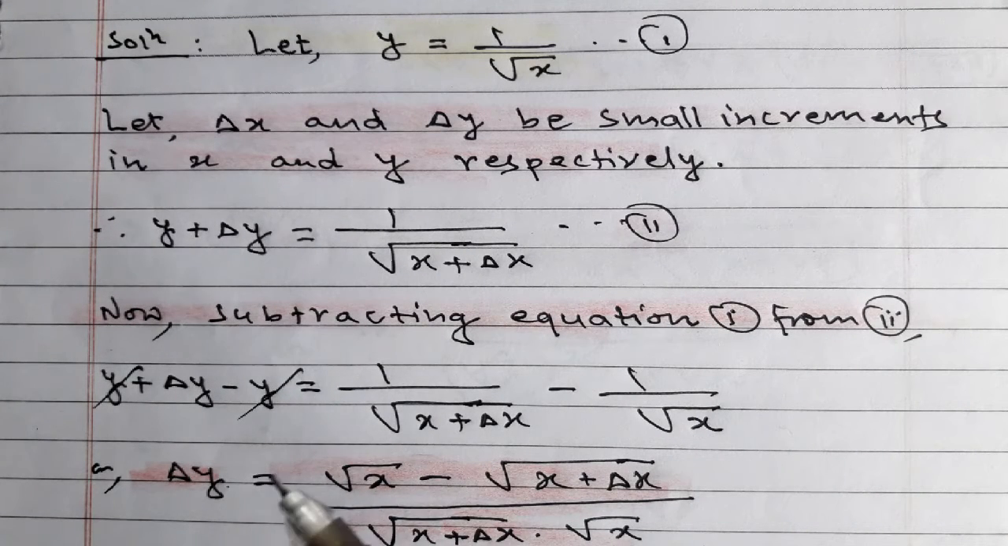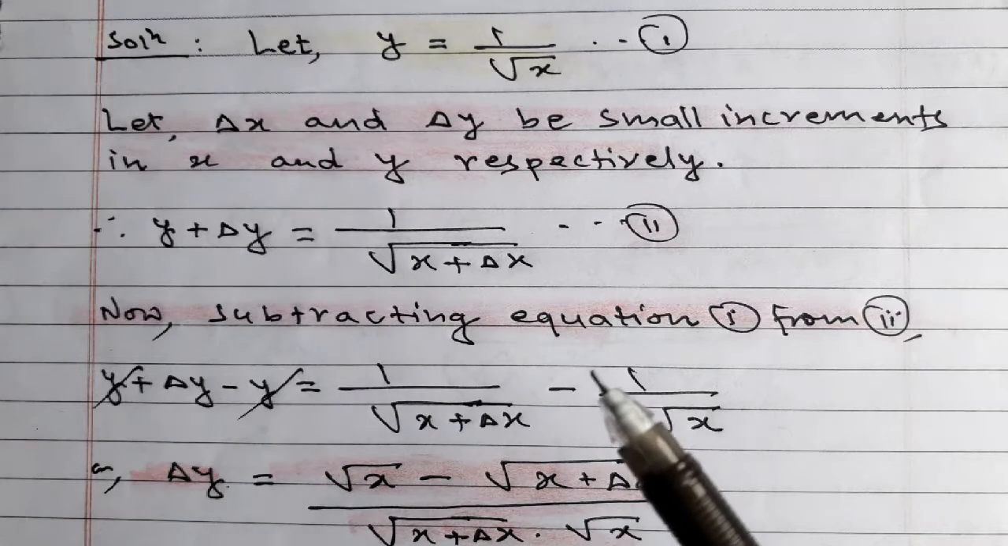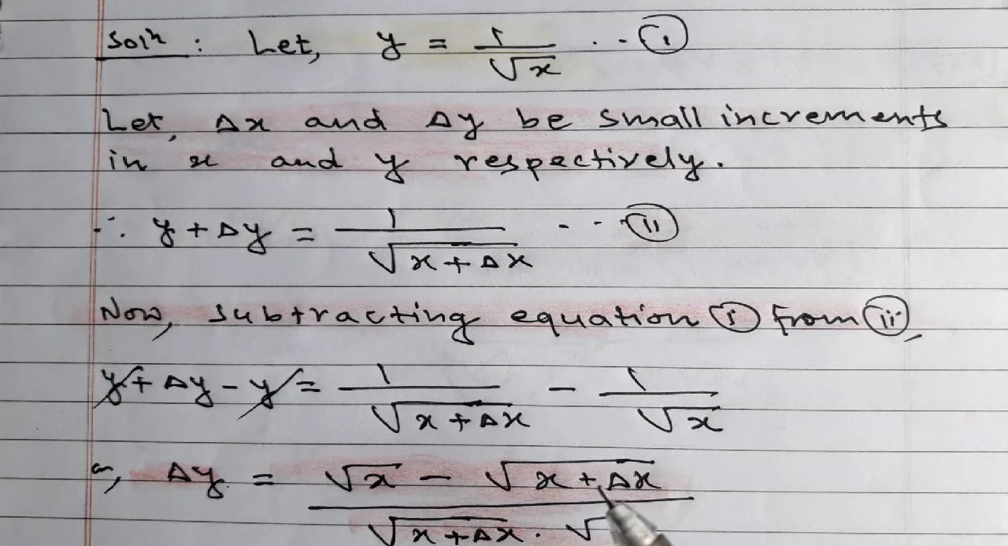The value of delta y is equal to, now taking the LCM, root x plus delta x into root x. Taking the LCM, then we get root x into 1, root x minus root x plus delta x into 1, root x plus delta x. So after taking the LCM, the value of delta y, we get root x minus root x plus delta x by root x plus delta x into root x.